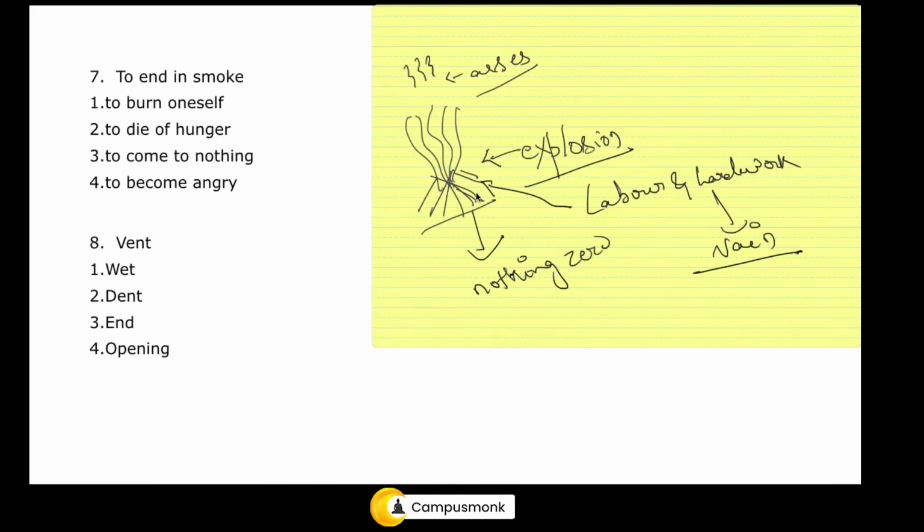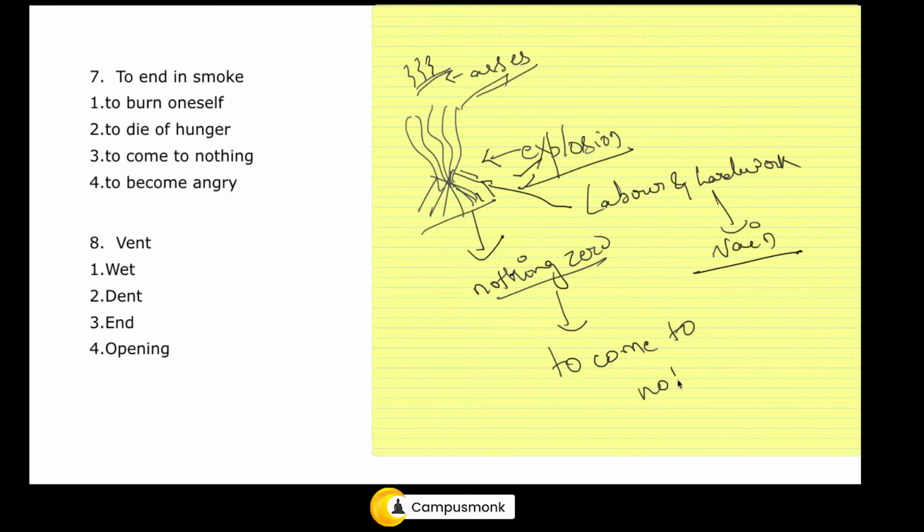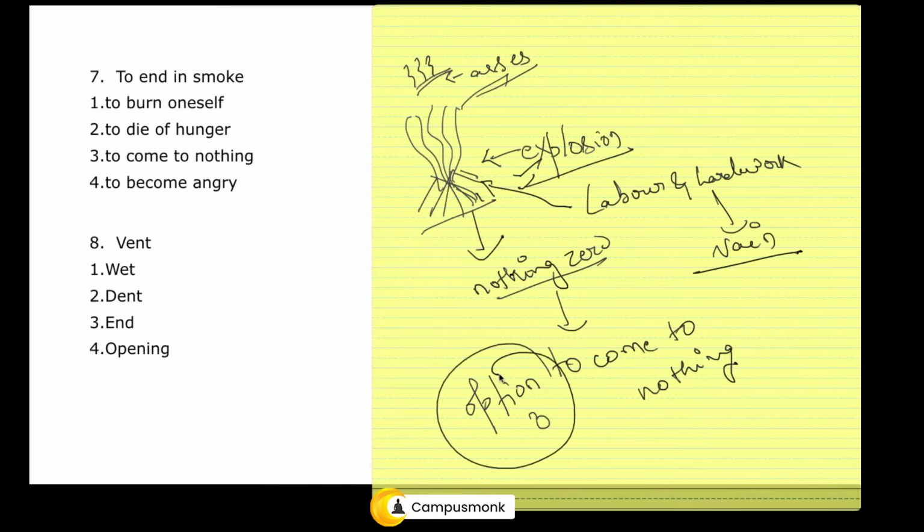Just like this explosion. I did so much, I had lit an entire place on fire, and yet there was no explosion, it just ended up in smoke and ashes. So, to come to nothing is known as to end in smoke. Okay, to come to nothing is known as to end in smoke. That is in option number 3.